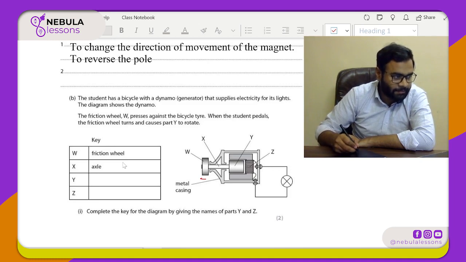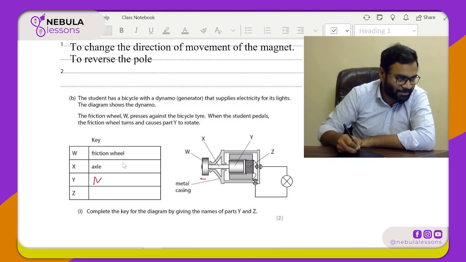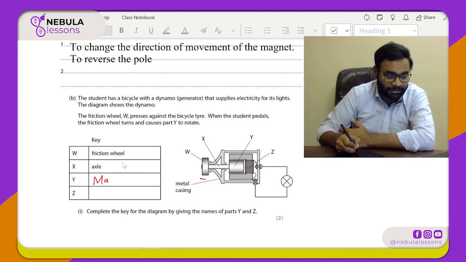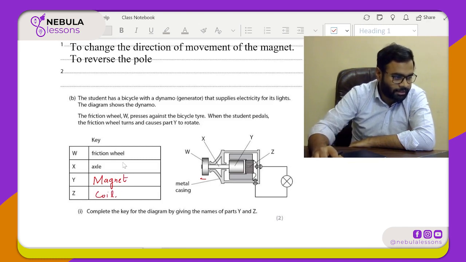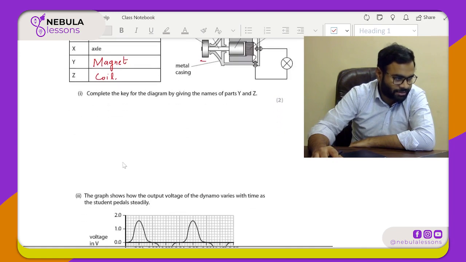It's asking in B part I, complete the key for the diagram by giving the names of part Y and part Z. So part Y is the magnet, because in the process of generating electromagnetic induction, there will be a magnet and there will be a coil. So you can see the coil, and closer to it, that's a magnet. So this is a magnet and Z is the coil. All right, so this is done.